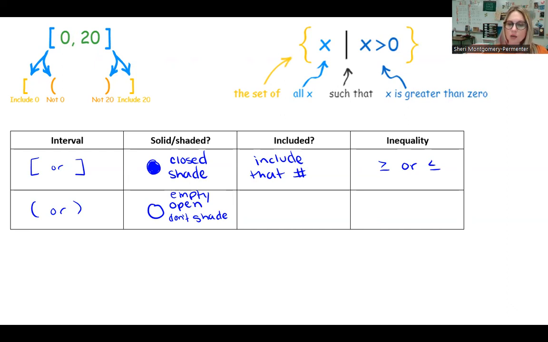For this one, you do not include that point. Or that number. And the inequality symbols are either greater than or less than.